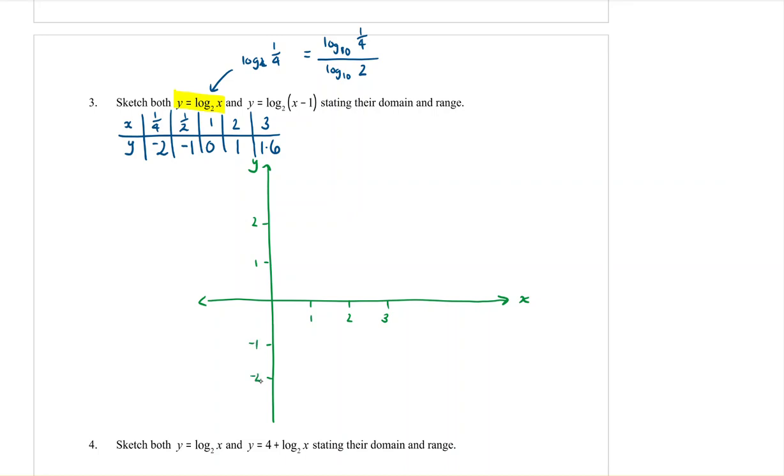Okay, so at a quarter, and you've got to try and approximate where a quarter is on your x-axis. At a quarter, my y value is -2, so down here. At a half, I'm at -1. 1 is 0, 2 is 1, and 3 is 1.6. And there's my logarithmic curve round there.